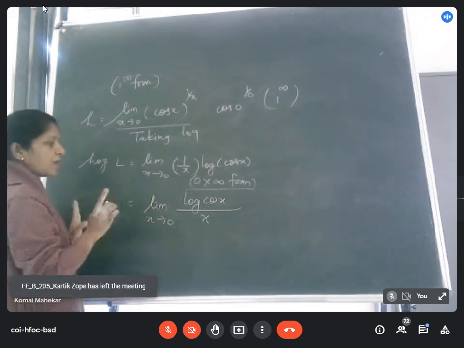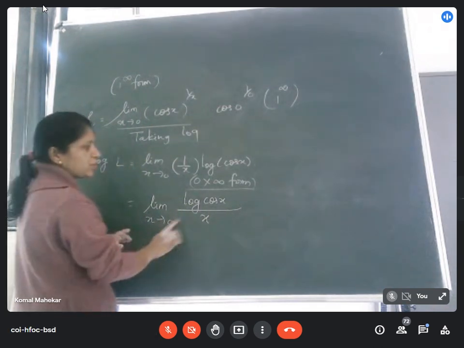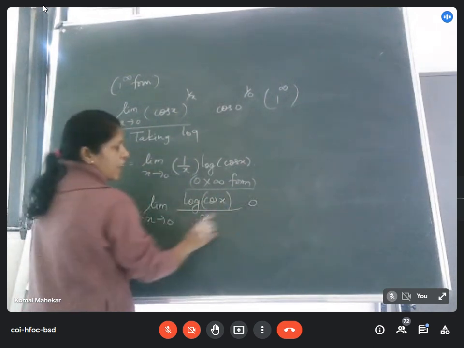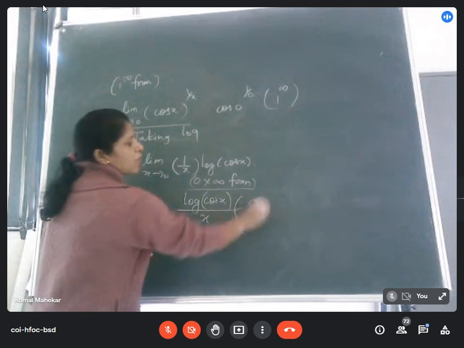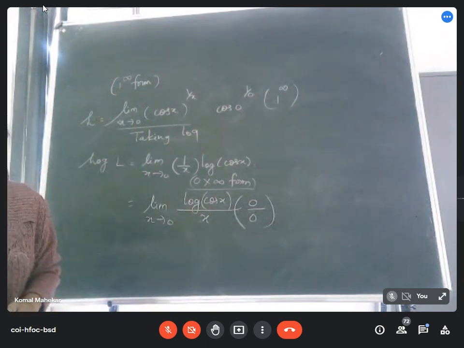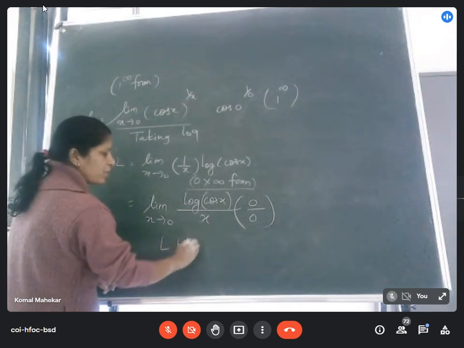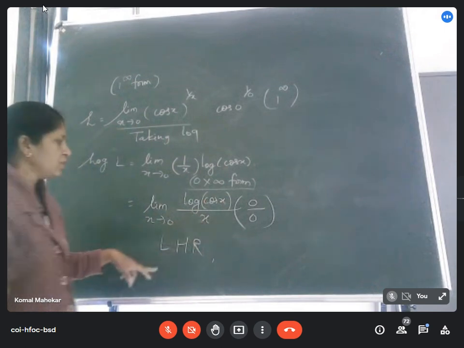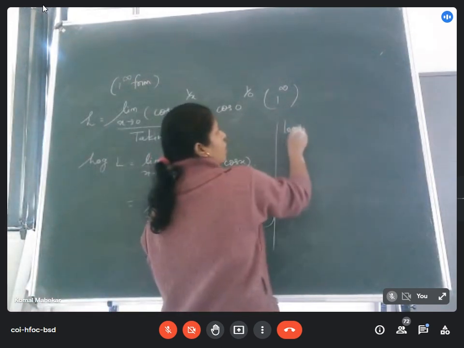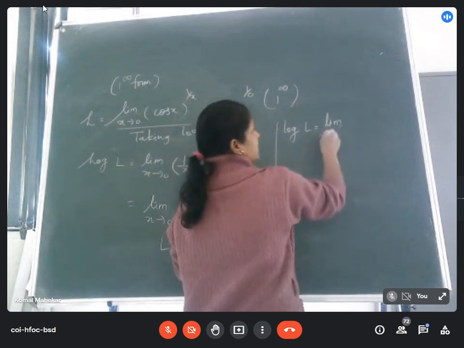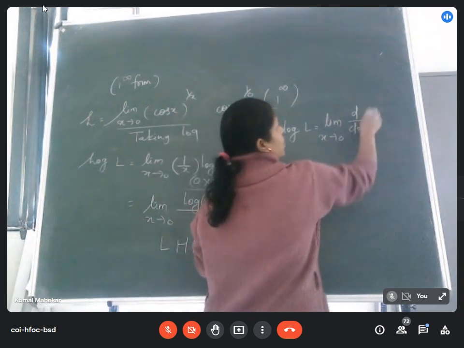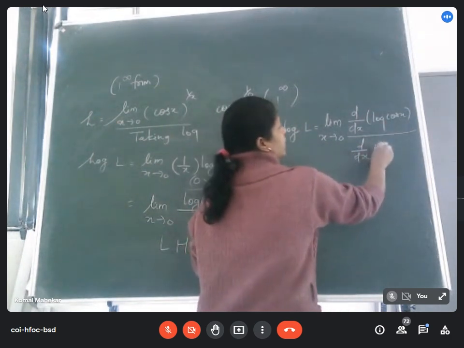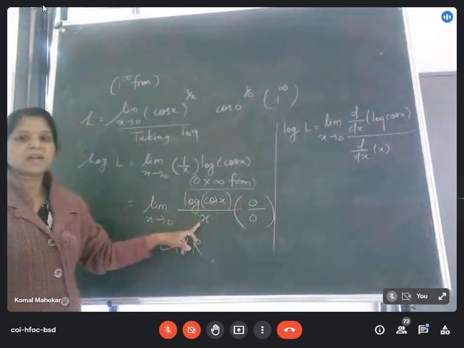Now see the form of this problem by putting x is equal to 0. This becomes cos of 0. Cos of 0 is 1 and log of 1 is 0. And if you put x is equal to 0, the denominator is 0. So now the problem is in 0 by 0 form, so you can apply L'Hospital rule. Using L'Hospital rule, we find the derivative of numerator and denominator functions. So log of L is equal to limit x tends to 0 of d by dx of log of cos of x divided by d by dx of x.